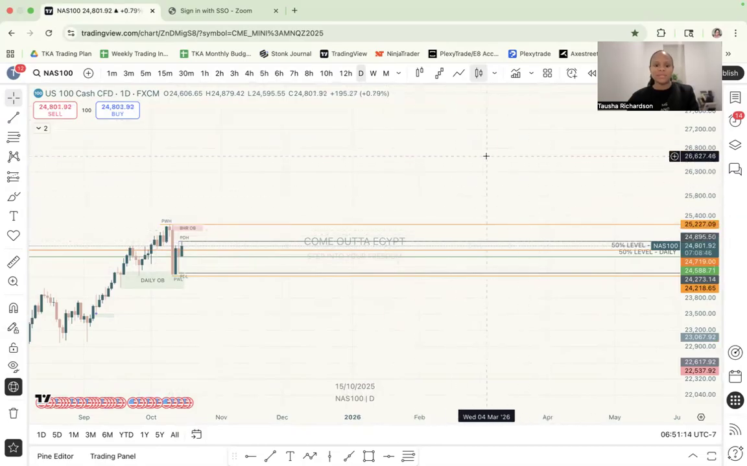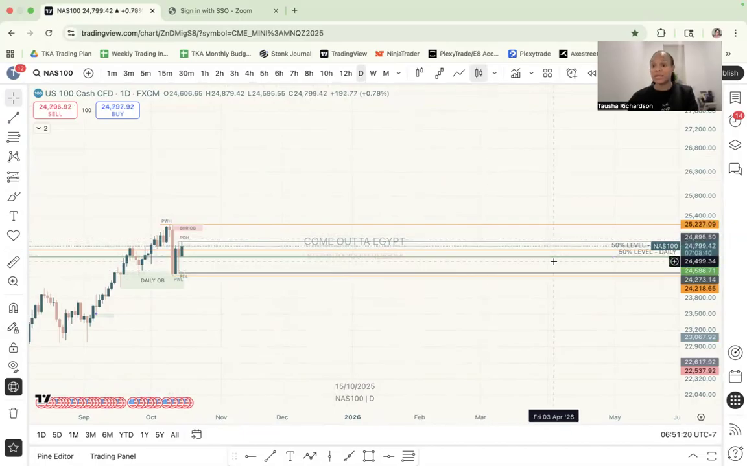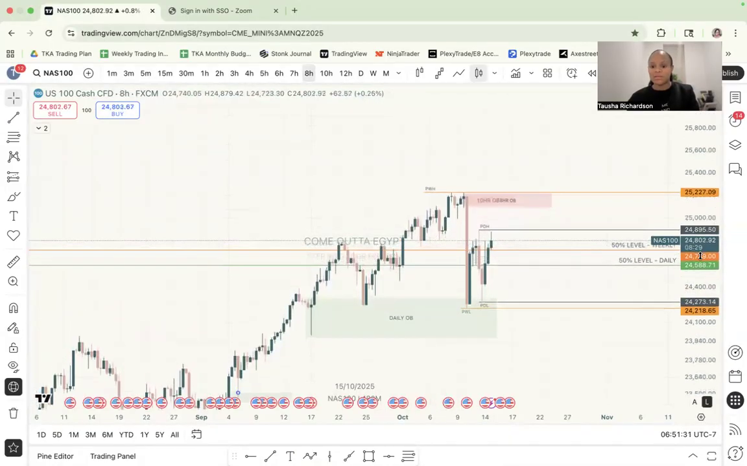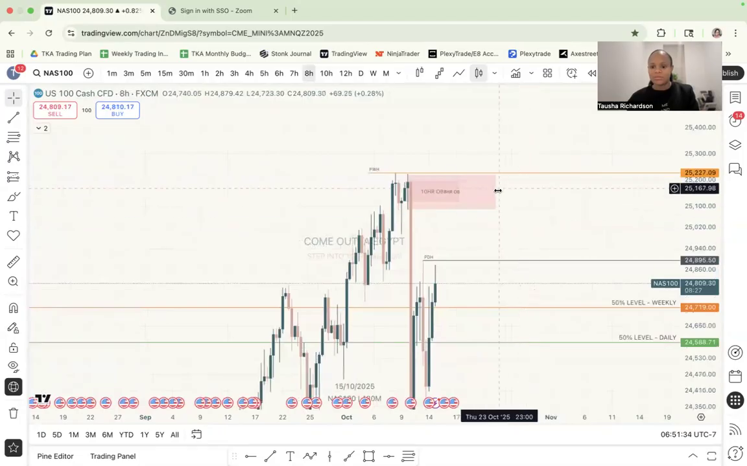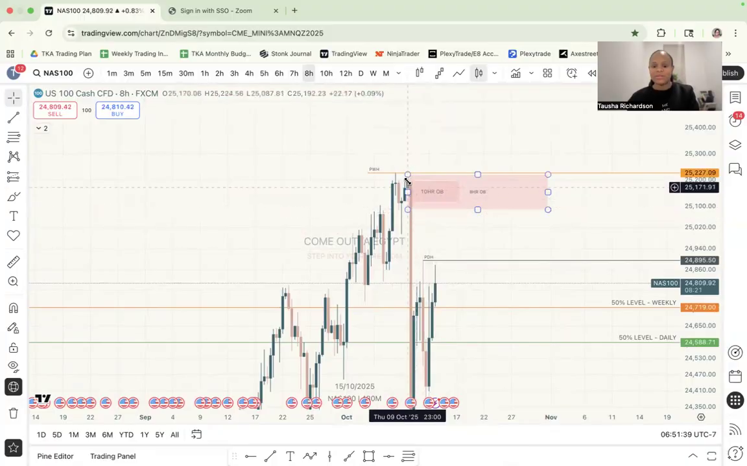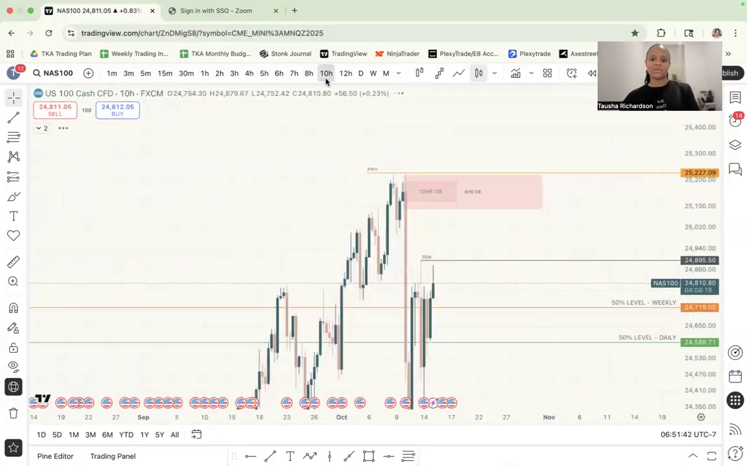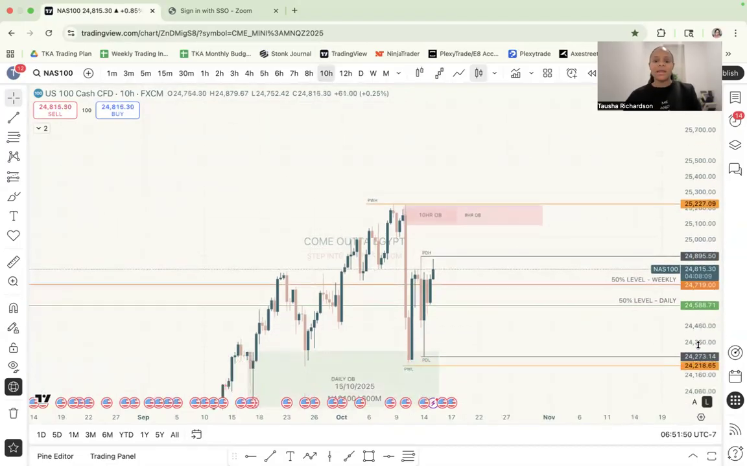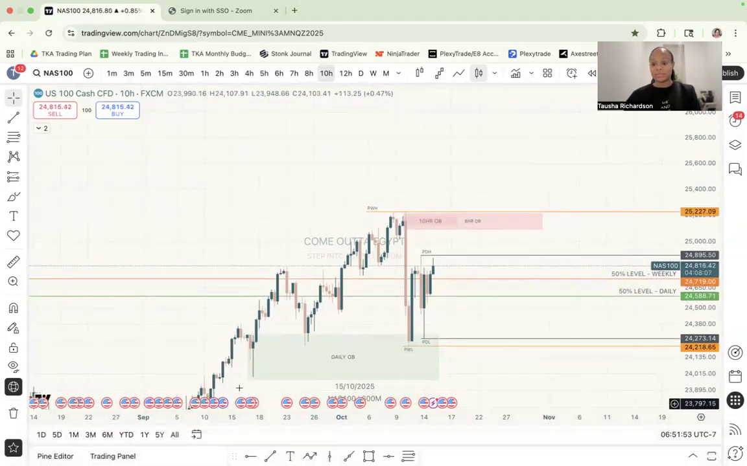So what I'm thinking is price is looking for somewhere to buy up from or sell down from. Now, my only area of interest at the moment is this overlapping 8 hour and 10 hour order block that we see up here. And I will stretch this out so that you can see. So I'm currently on the 8 hour time frame. You can see the order block right there. If we go to the 10 hour time frame, then you can see it right there. So that's the only place I'm interested in taking a trade from at the moment. And as we go through my top-down analysis, you'll see why.